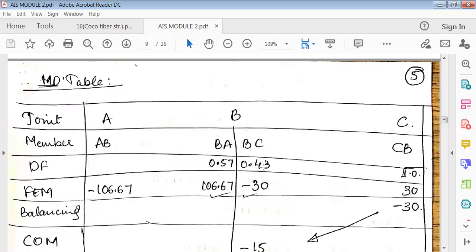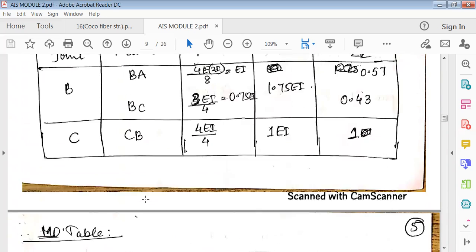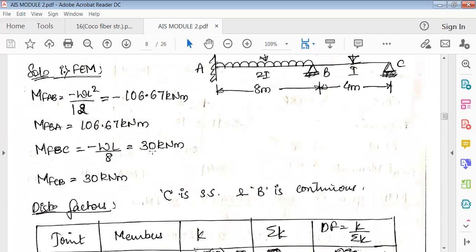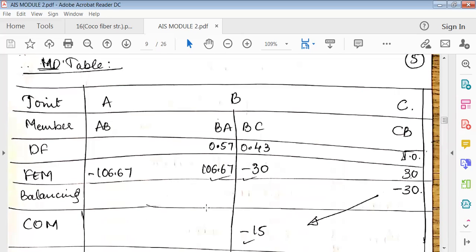Then write the fixed end moments. We have already calculated the fixed end moments here. It's minus 106, plus 106, plus 30, this is minus 30 and this is plus 30.